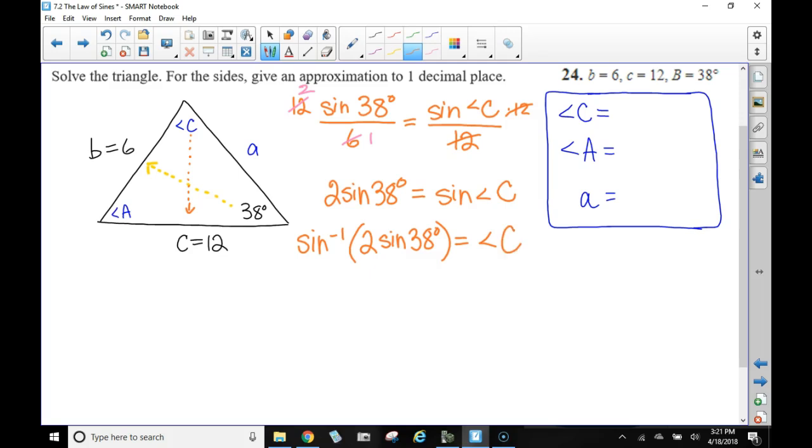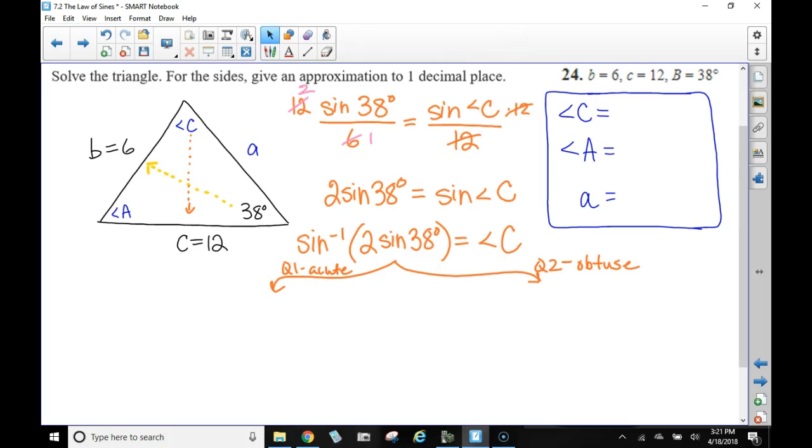that number is going to give us the measure of angle C. And then we also maybe need to think about, hey, we might have quadrant 1 and we might have quadrant 2. We might have an acute triangle and we might have an obtuse triangle. We need to kind of think about that.